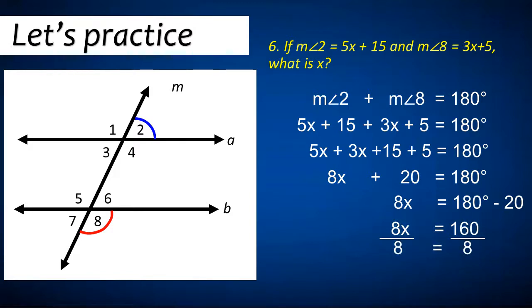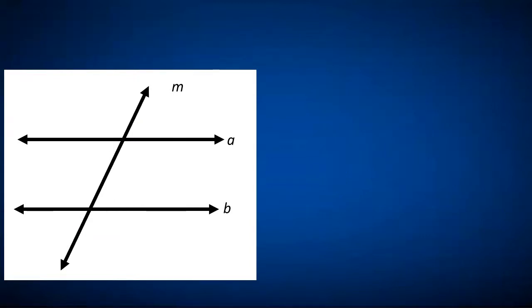Dividing both sides by 8 para mawala yung kasama ni x or maging 1 na lang, x is equal to 20. So, ibig sabihin, si x daw dyan ay 20. Kung kukunin mo yung measure pa ni angle 2 and angle 8, you have to substitute 20 dun sa mga x natin to get kung ano yung exact measure nila. So, yun na lahat-lahat ay number 6.